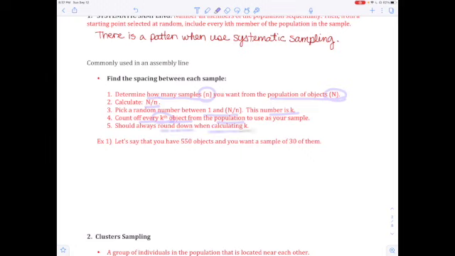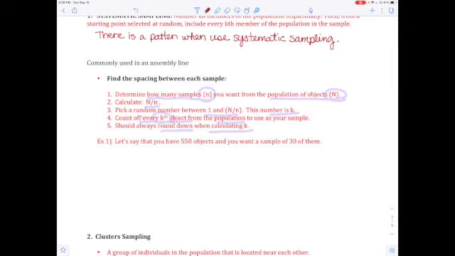The reason we have to round down is because if you round up, you are going to run out and not have enough spacing to cover the last k samples. So the first example we are going to look at is, let's say you have 550 objects and you want a sample of 30 of them. So how do you find the spacing?